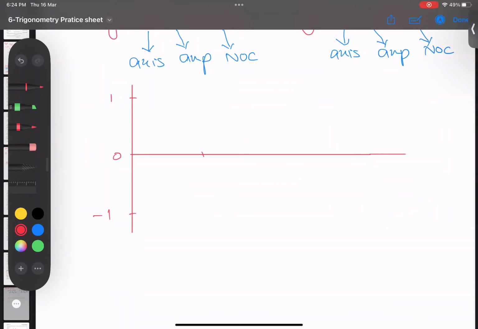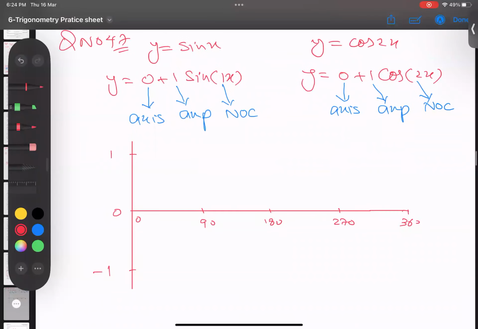So let's start: 90, plus 90 is 180, plus 90, and then plus 90. So 90, 180, 270 and 360, and 0 here comes. First of all, whenever the number of cycles is 1, you know the formula: 90 divided by NOC. So 90 by 1, this 1 comes from here, so I will get 90 gap. I will use a 90 gap for this question.